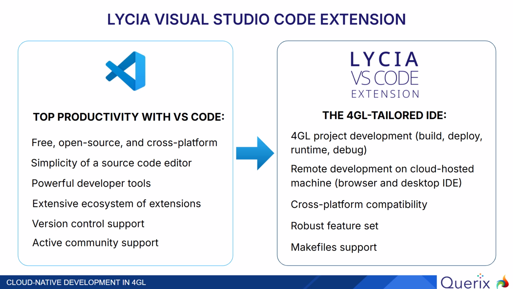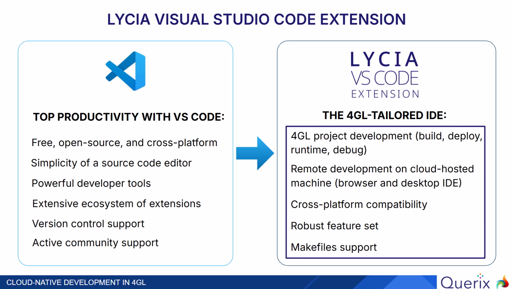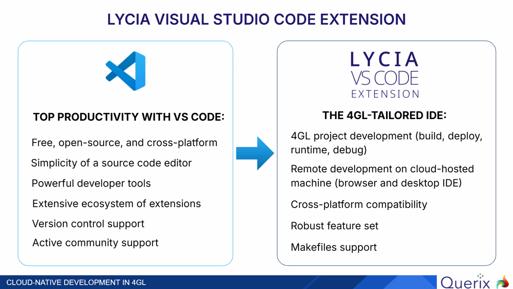Our IDE combines the power of Visual Studio Code and the specificity of a 4GL supporting toolset. VS Code is free, open source, cross-platform, and simple to use. It has many opportunities for tweaking the workflow with extensions, is equipped with version control support, and has an active community. Lycia VS Code extension is a solution for simplifying, optimizing, and boosting the work of a 4GL developer, along with granting the opportunity to integrate 4GL apps with present-day technologies.